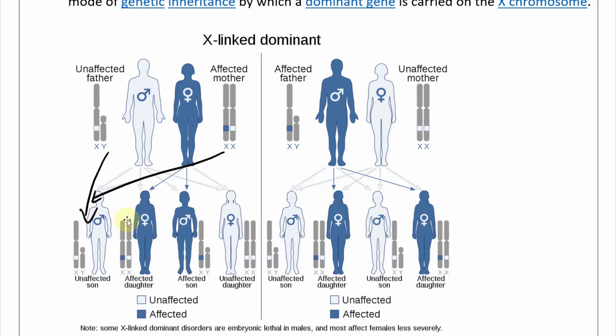And then this one here would have the X here and this X, so this one is going to be affected. The affected son would be this one here and this. And then the unaffected daughter would be this and this part, and this one is unaffected.